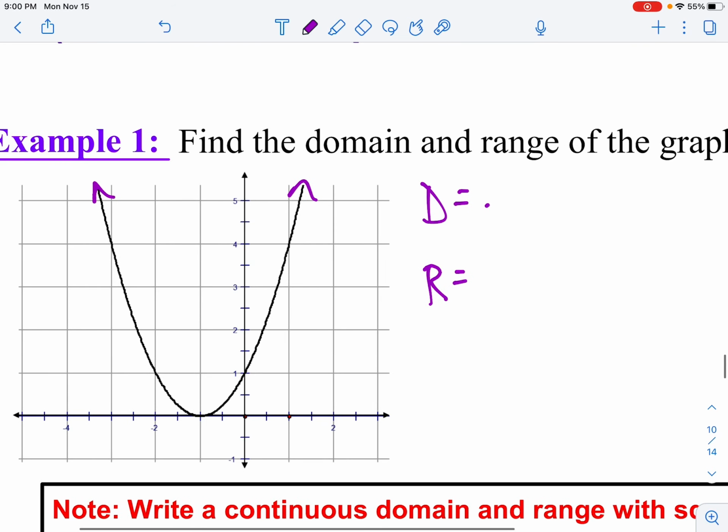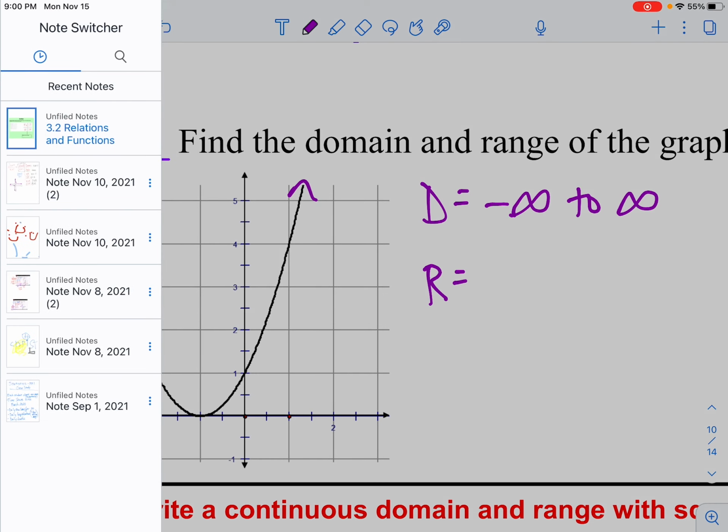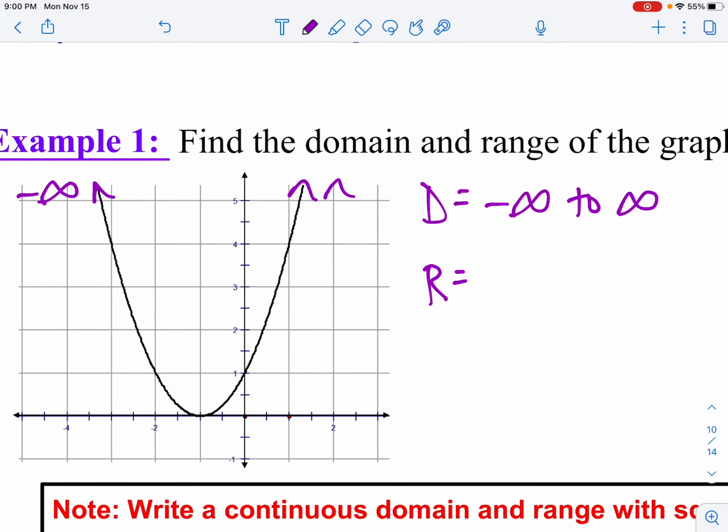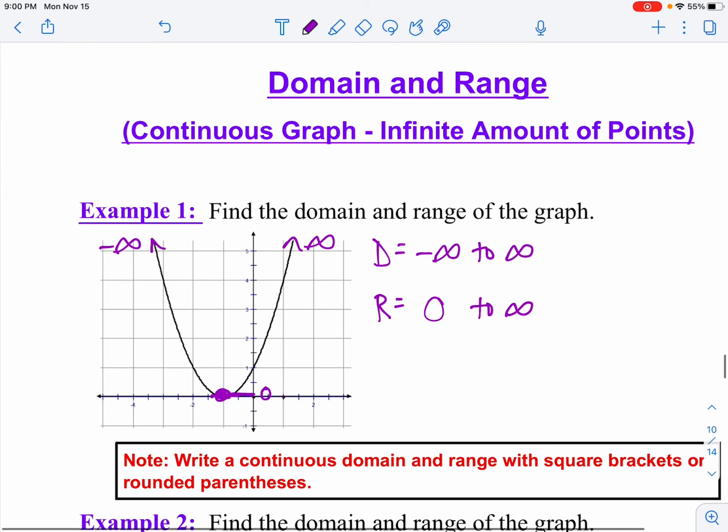But the domain of this one is going to be negative infinity to infinity, because the arrowheads signify that this graph is going left to right forever. That means it's going to go to negative infinity over here and positive infinity over here. If you ever see arrowheads, that means it's going those directions forever. The range, it's also going up forever. So the range is going to be up to infinity. But what's the low point here? Well, the low point right here is 0, right? The y value is 0 because it's on the axis. So the range is 0 to infinity for this one. Does that make sense?